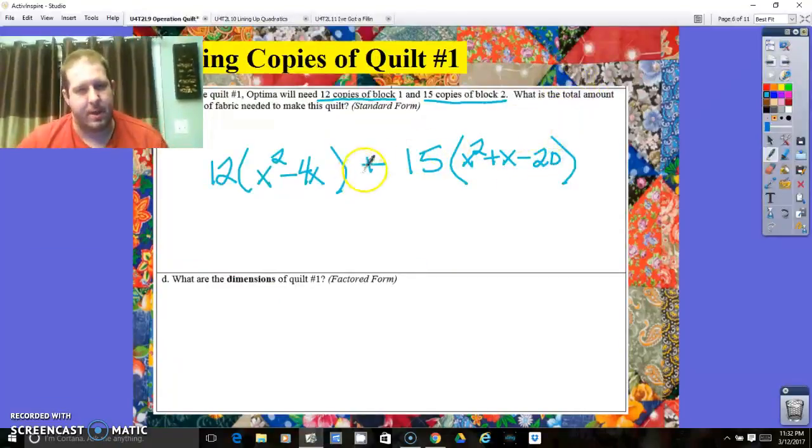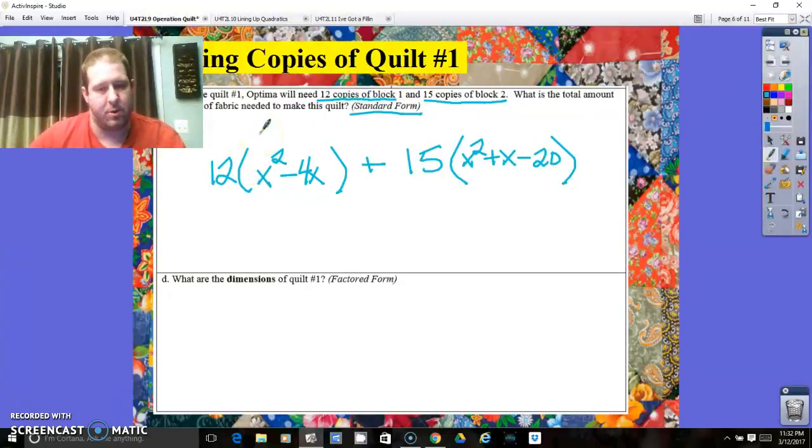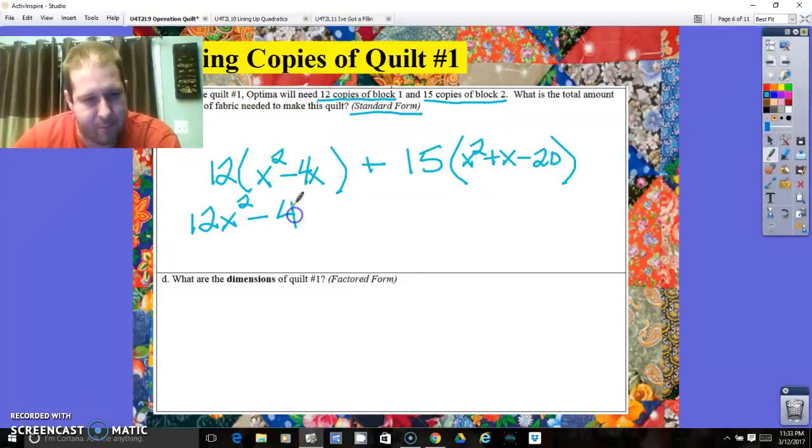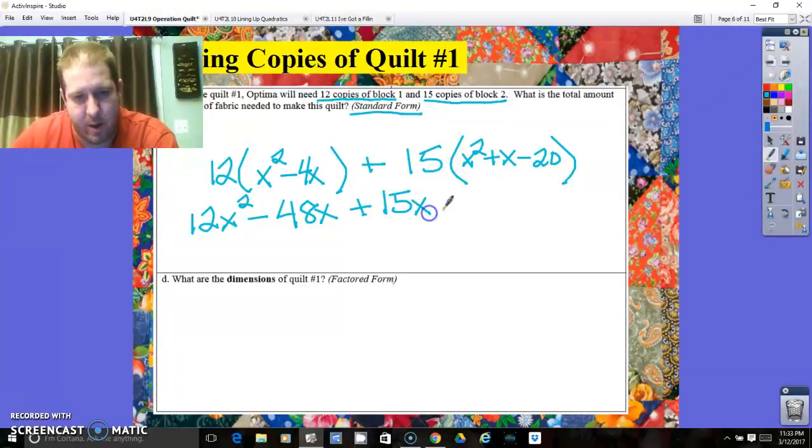All right, if you solve this out, you're going to get the answer in standard form, which represents all of the pieces needed to make the entire quilt, because a quilt is usually made up of all those pieces sewn together. If each one of these is like one block in a quilt, and you're going to need 12 of these and 15 of these, what you should have in the end is the entire quilt. So I'm going to multiply first, just like we did in the warm-up. That's 12x squared minus 48x, plus 15x squared plus 15x minus 15 times 20.